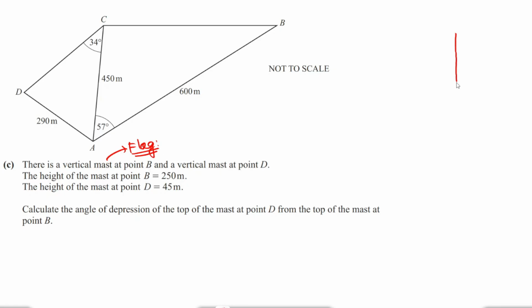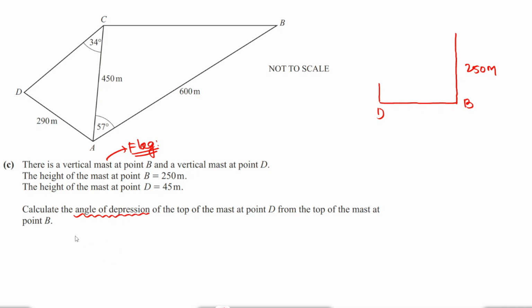Try and understand. This is the pole at B, and the height of the mast at point B is 250 meter, and the height of the mast at point D. So I am raising a pole here on D also. So let us assume this is the pole on D. Try to assume this as vertical. So vertically poles have been plotted here. Now calculate the angle of depression. Try and understand. What is angle of depression?